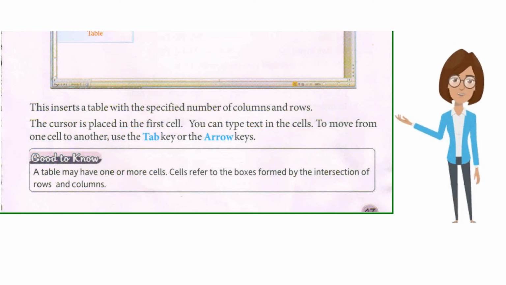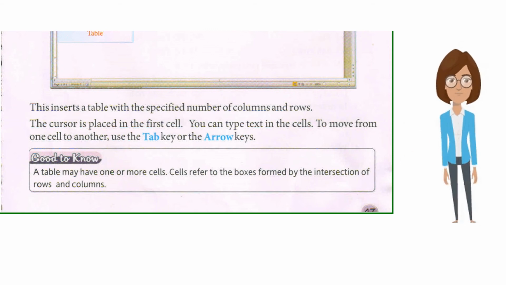The cursor is placed in the first cell. You can type text in the cells. To move from one cell to another, use the Tab key or the arrow keys. A table may have one or more cells. Cells refer to the boxes formed by the intersection of rows and columns.